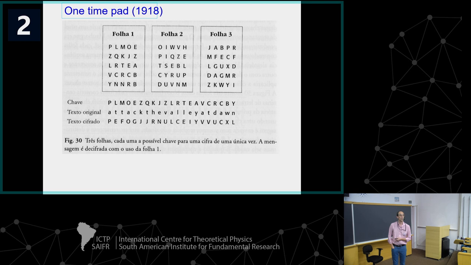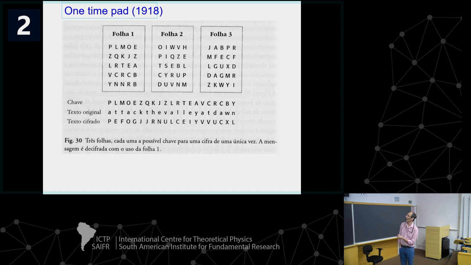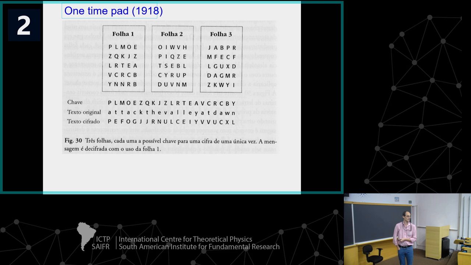So you have a block of random sheets: sheet one, sheet two, sheet three, random characters. You have a key, that set of random characters. You attribute numbers to the letters, and then you add: A is zero, add to P, you get P, and so on. The original text, attack the valley at dawn, plus a random key, results in a random set of characters. You cannot extract information just by looking at it. If it's random, you don't have a spectral analysis that is going to extract information. That's just noise.